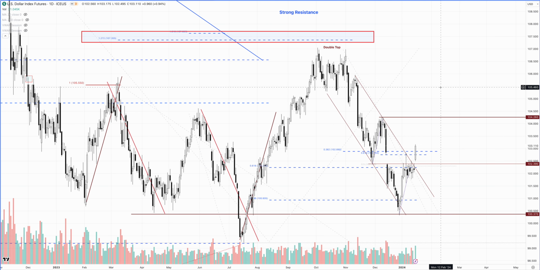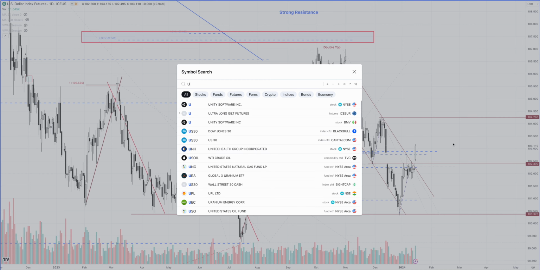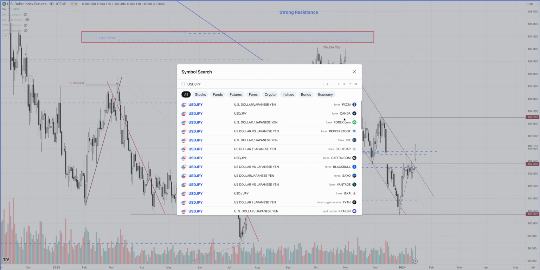What it would mean is the currencies, the EUR/USD, GBP, cable, are likely to come under pressure, and also the metals could come under pressure, and a stronger dollar could have an impact on the stocks as well. So the stock indices could also come under pressure. So with that, let's take a look at the USD/JPY.